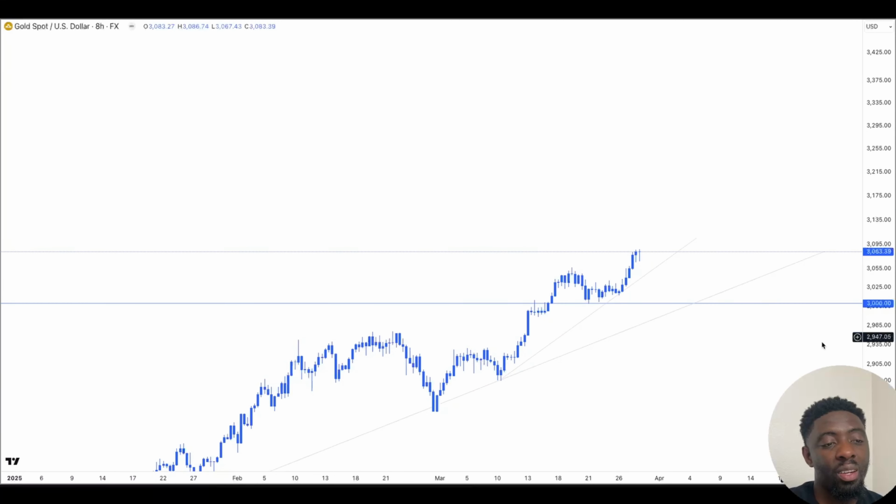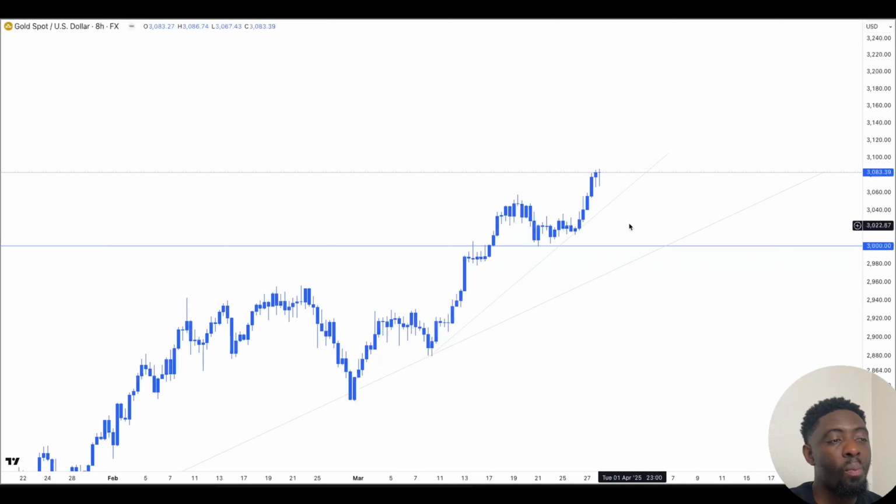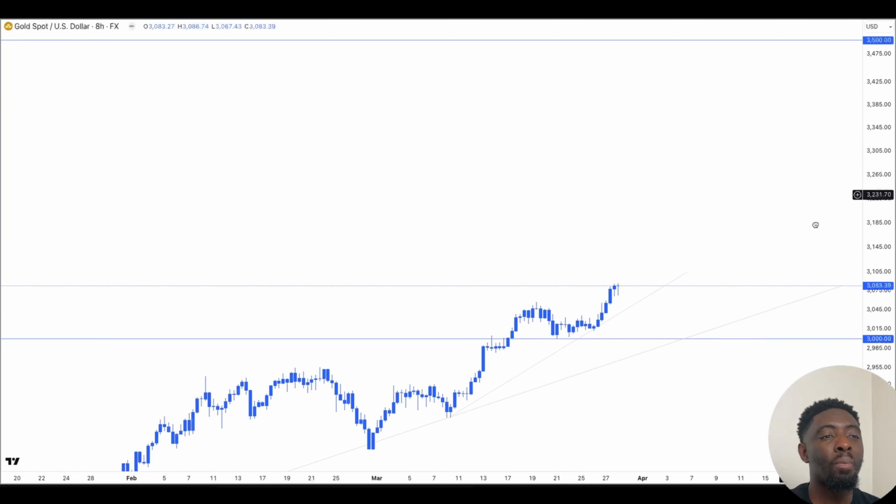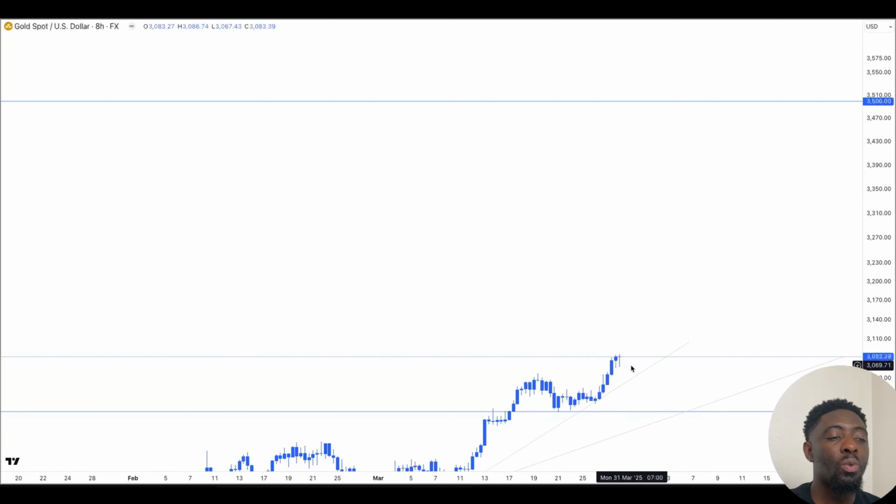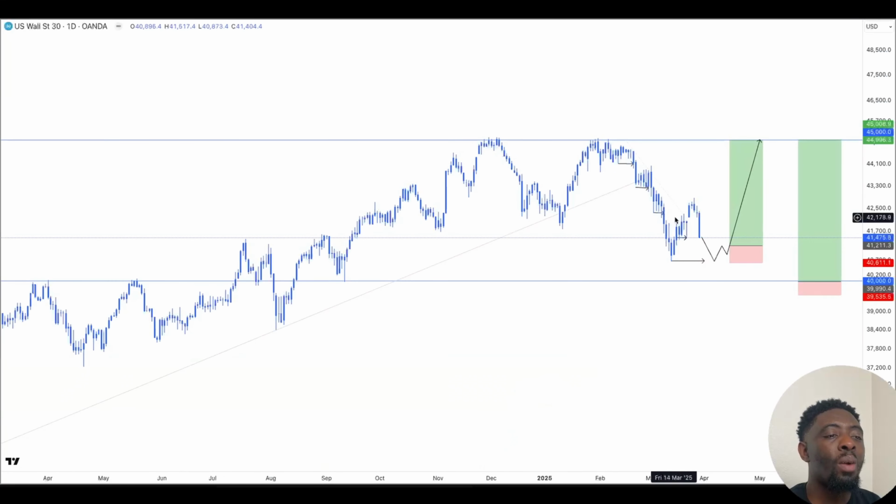So there's no entry for me on this one. I'm just waiting for price to pull back, and then we'll start looking for opportunities. But this is it on a bigger picture. The bigger picture is we're looking at price moving all the way to 3500 on gold. Now on the other pairs, on US30, I'm waiting for this inability right here.